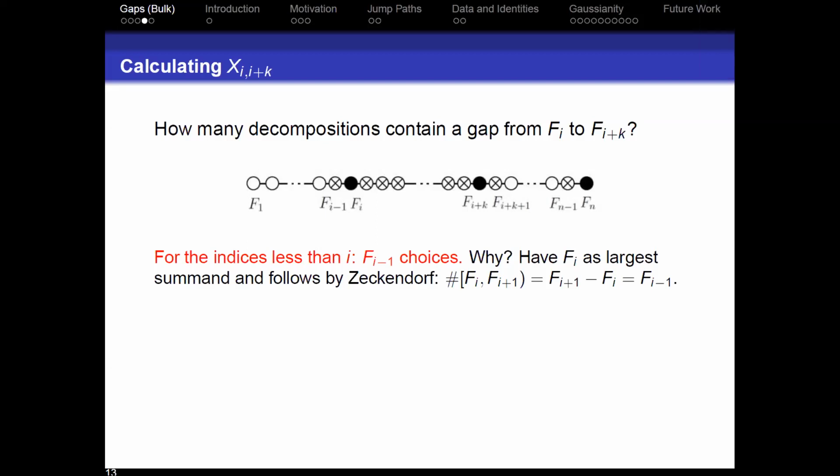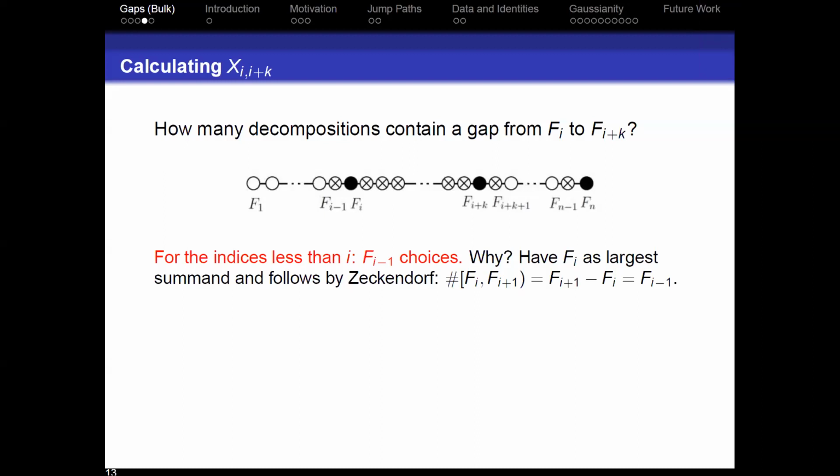Oh, why is fi the largest summand? Well, I'm just looking at that problem right now. Because we want to have a gap from fi to fi plus k, so we have to have fi as a summand. Once we have fi as a summand, we have complete freedom in everything before it, so long as we never choose two things that are next to each other.